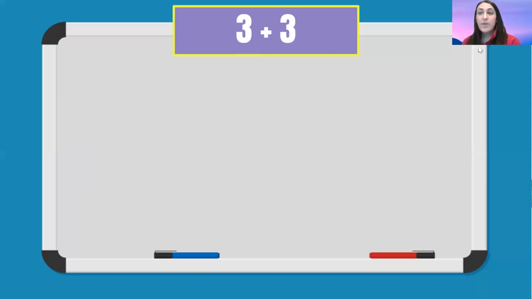This problem is 3 plus 3. So this is a doubles fact. That means that the two numbers are the same that we're adding together. We also have a plus sign, which means we are going to add or put these two numbers together. The first number is a 3, so let's draw 3 circles.